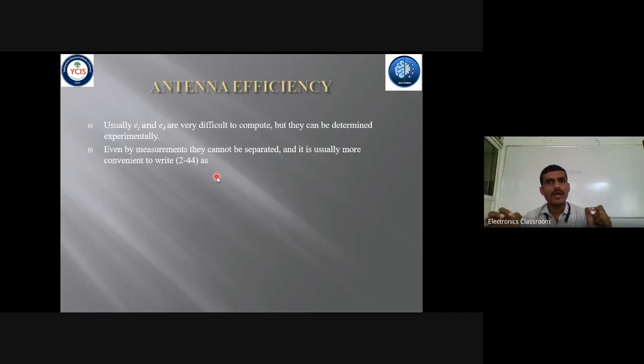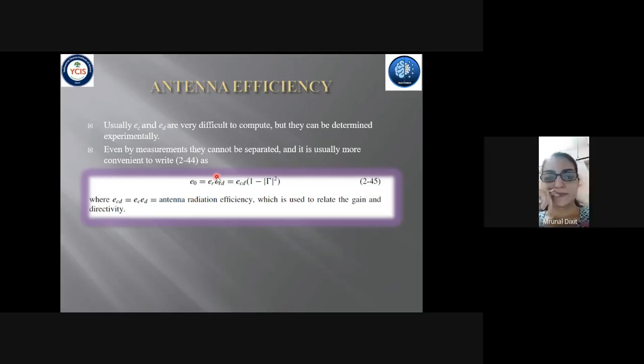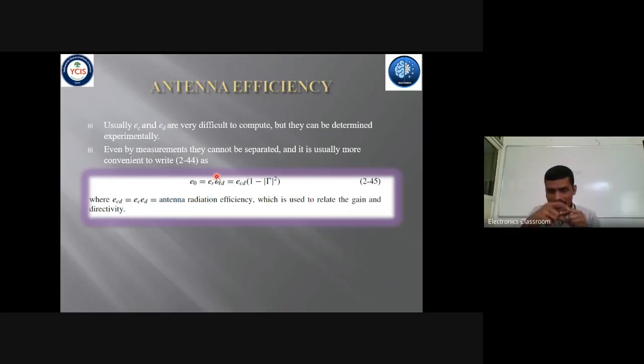So we use a more convenient method. That means we use a combined method, that is total radiation efficiency, of your conduction and your dielectric. Conduction means the antenna rods. Is that clear? Yes. That means losses in that particular antenna rod and losses into the free space, that means in the dielectric medium. Your free space is always a dielectric medium.